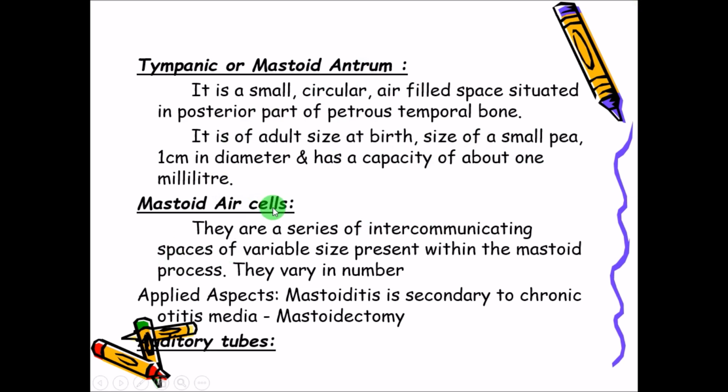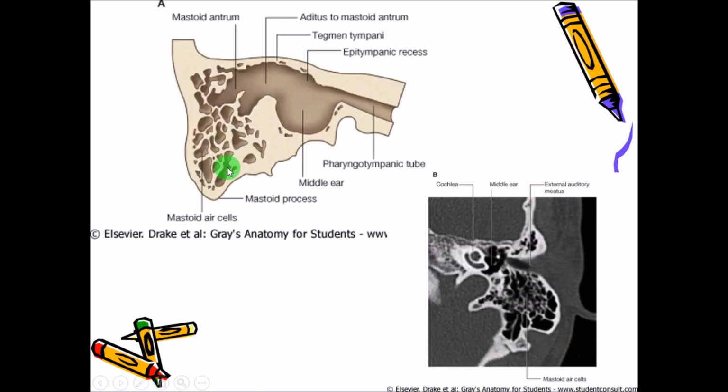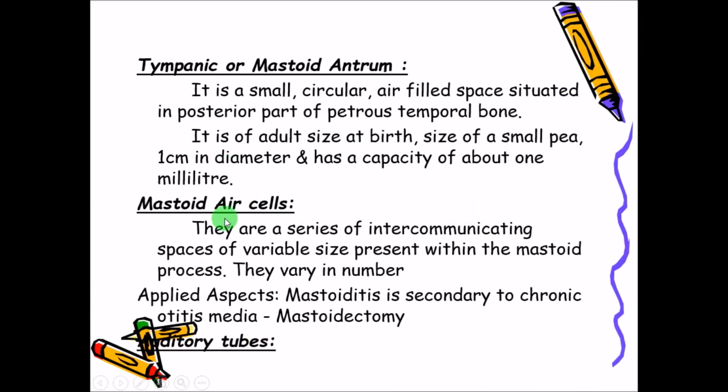As we saw, there are mastoid air cells within this mastoid process. They are a series of intercommunicating spaces of variable size present within the mastoid process. They vary in number. We cannot exactly number them because they keep varying from person to person. These are small spaces which are communicating with each other, and they don't have an exact size. They are variable in size.